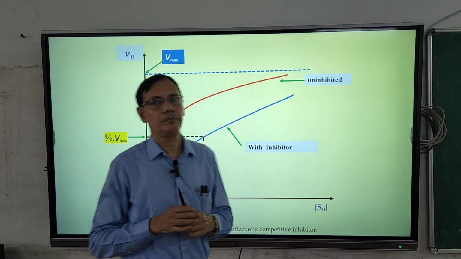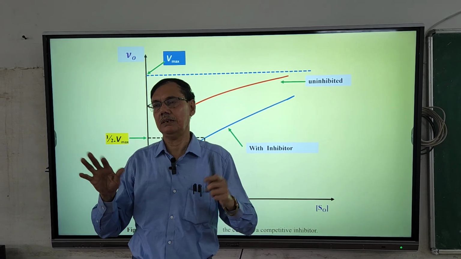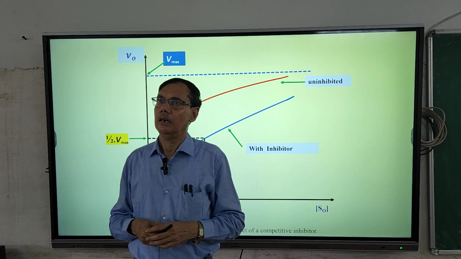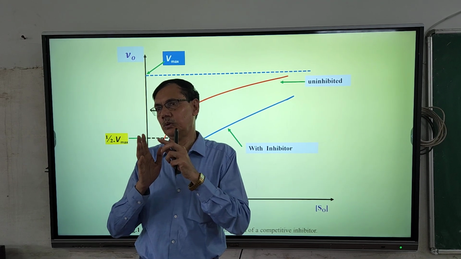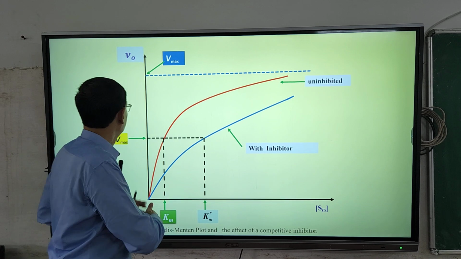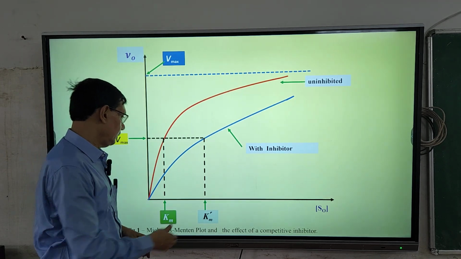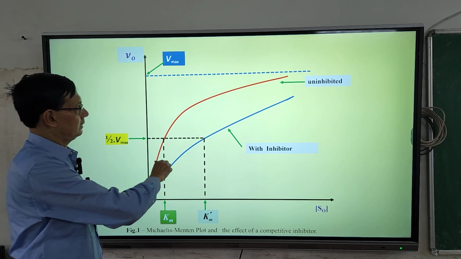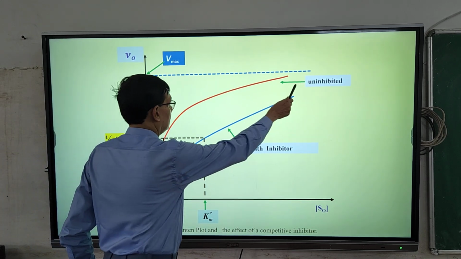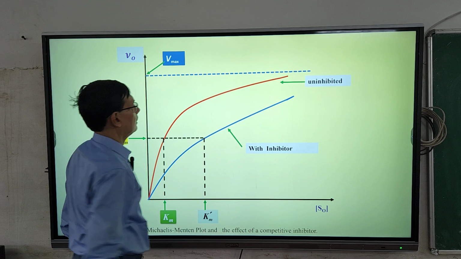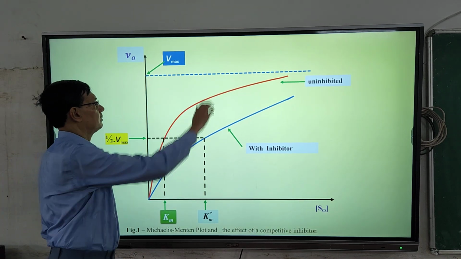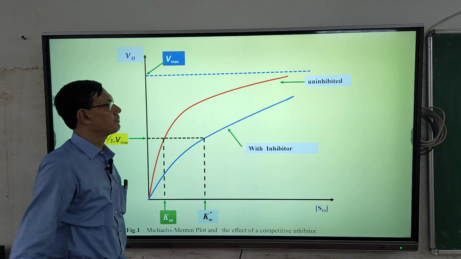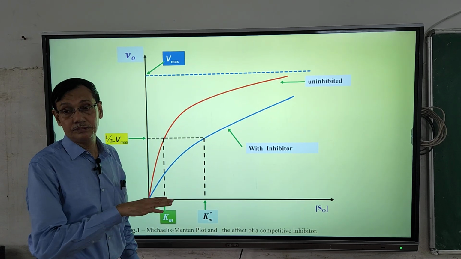Now you know that there are many methods by which we can determine the Michaelis-Menten constant. First, generally we plot the rate of velocity with respect to substrate concentration. So this is the uninhibited Vmax, and this is with the inhibitor.